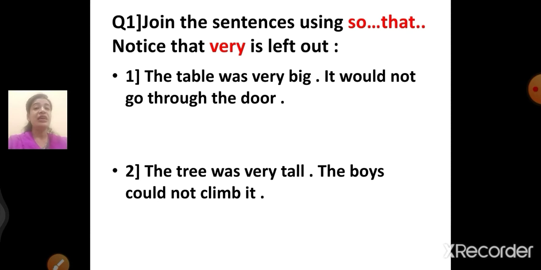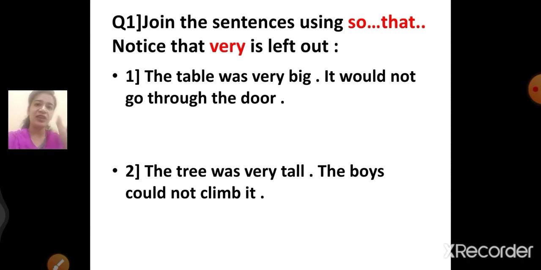Now children, we will start with the first one. The table was very big. It would not go through the door. Now children, you can see the heading. Notice that very is left out. Now very is left out means you have to cut it. Cut it means you don't have to use it, right? So instead of very, what you're going to do? You're going to write so.